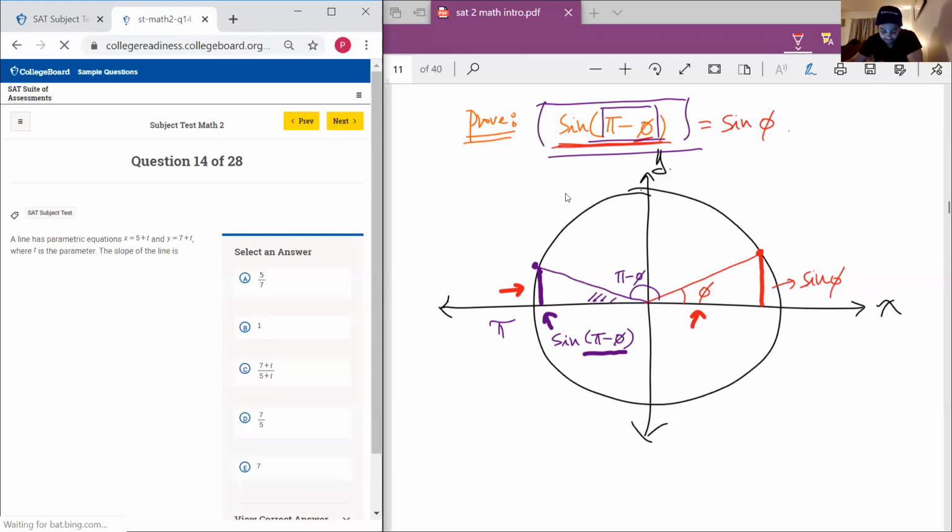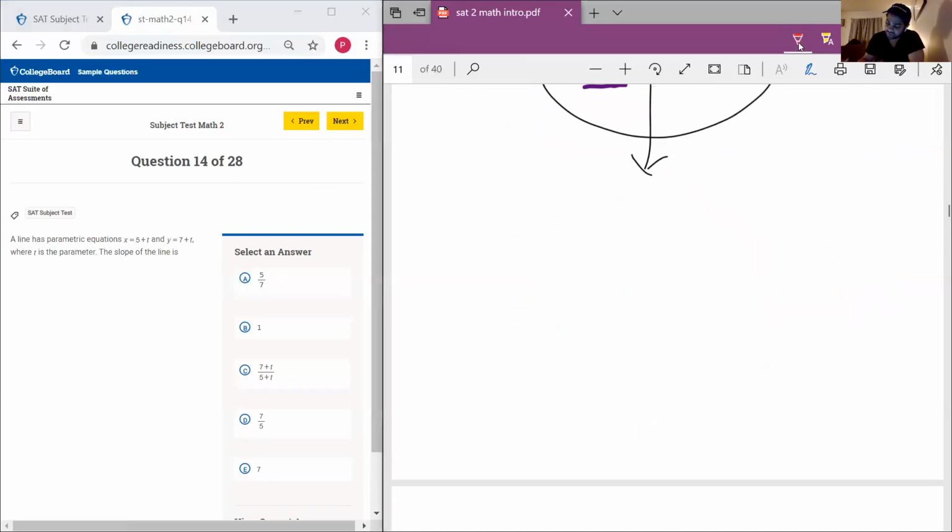All right, now let's end with 14. Parametrics.